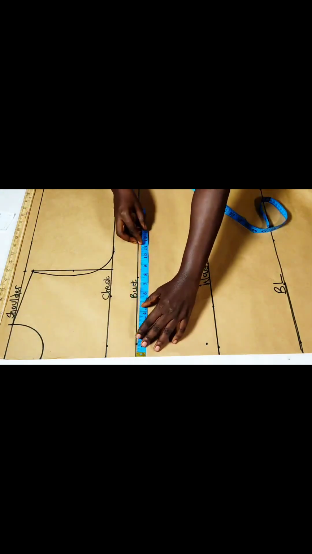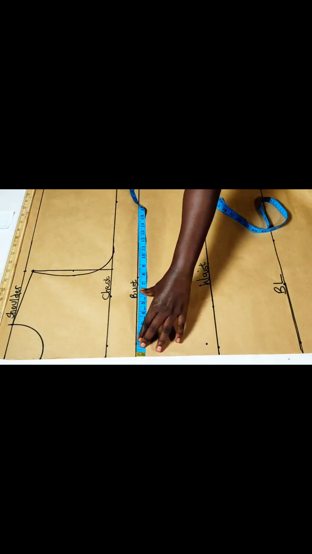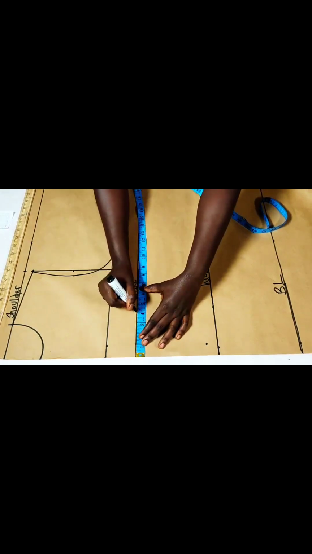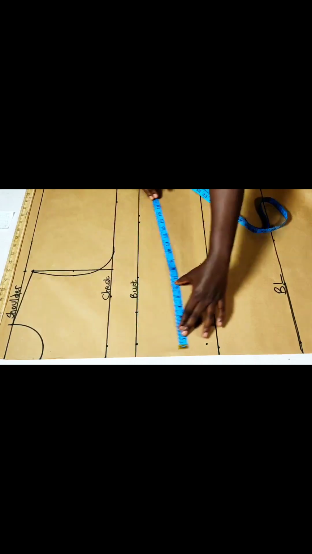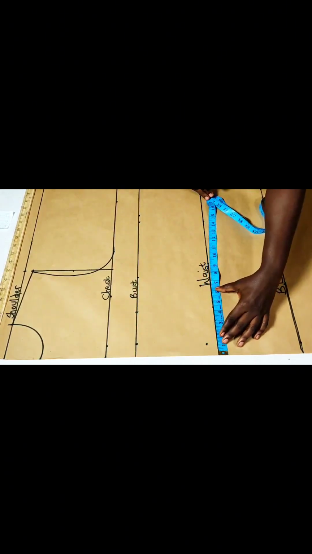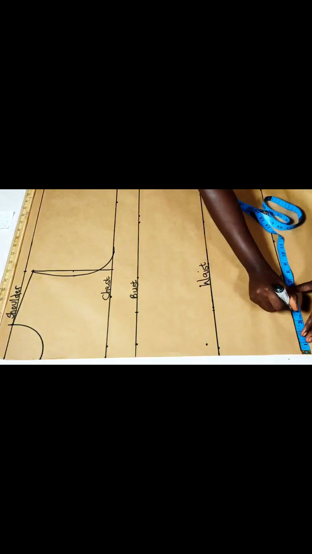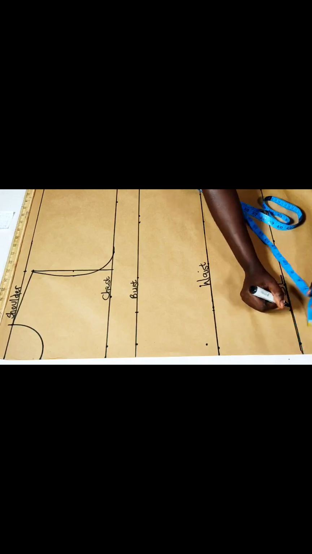Okay, you see, it is not difficult, we are just connecting points. Okay, now let's create our dart. So to create your dart, divide your nipple to nipple measurement by 2. Mine is 8, so divided by 2, I had 4, and I am marking it on my bust line, on my waistline, and on my blouse length line, like you see me doing.